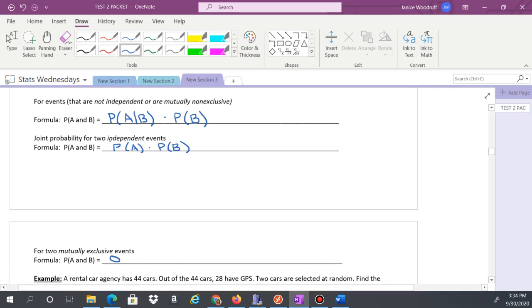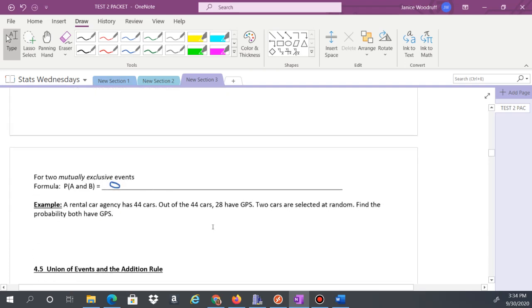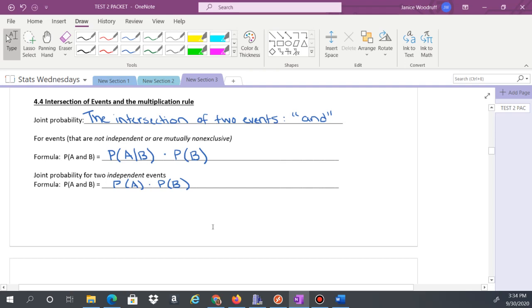Okay, so let's do some examples for these before I get to this one here. So I want to do an example for the joint probability. I thought I put a union one in here, but I might have moved it. I did. Okay, so let's talk about cards here. When we say mutually non-exclusive, that means that they can happen at the same time.